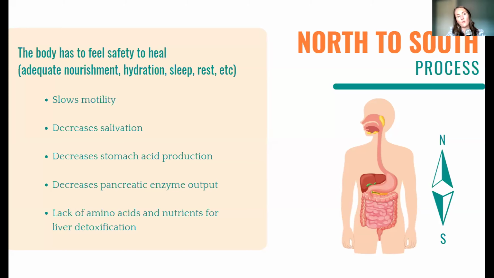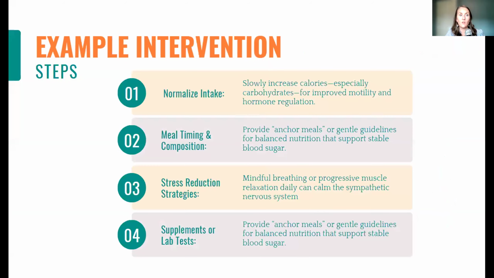How are we relaxing before the meal? And then do we need to aid digestion and gut motility along the way? So here's just some example intervention steps. Working on normalizing intake will slowly increase calories, especially carbohydrates if they're having symptoms afterwards for improved motility. The thyroid itself, which helps to regulate gut motility, needs a minimum of like 150 grams. Obviously, that's going to vary person to person, but on average, 150 grams of carbohydrates per day to function optimally.